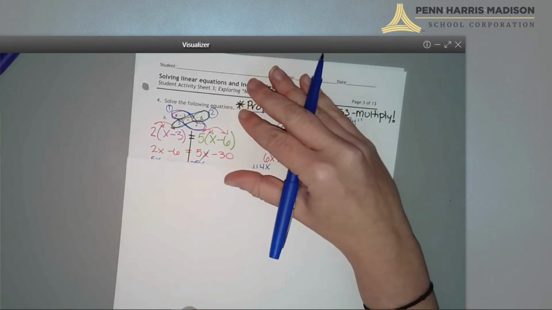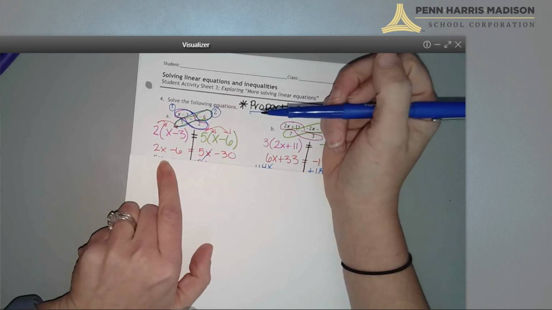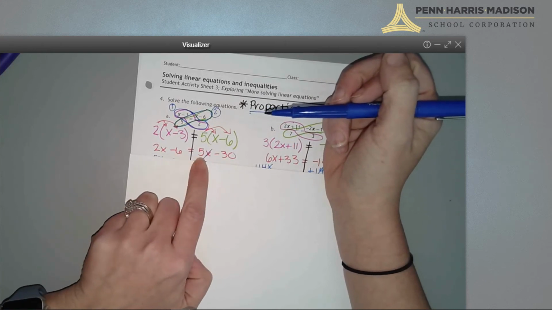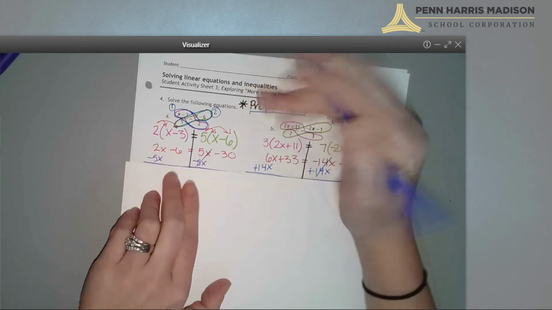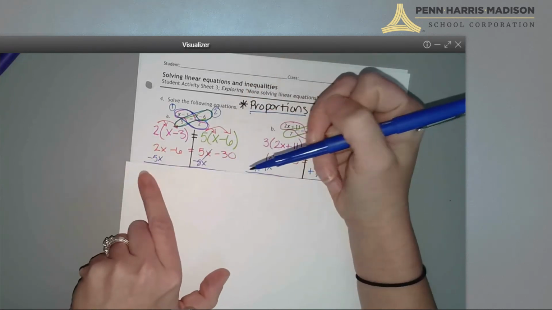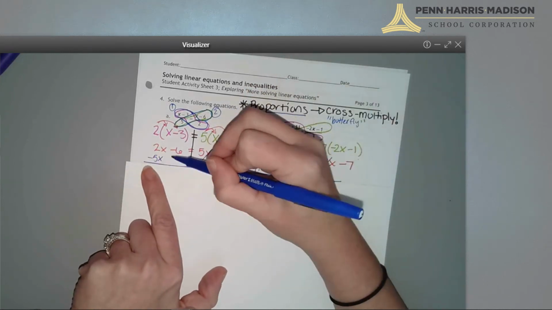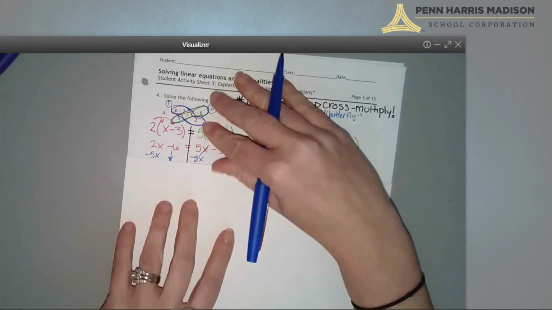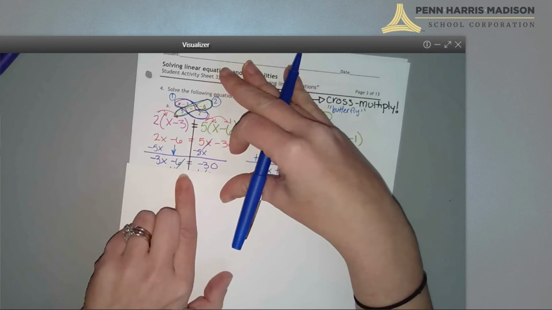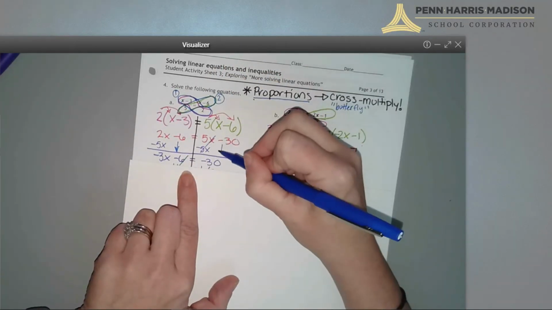When I distribute, I get 2x minus 6 equals 5x minus 30. Get your letters to the left. So I'm going to get rid of that 5x by subtracting it on both sides. Be careful here. 2 minus 5 is negative 3. And I'm going to bring down that minus 6. Over here, bring down the minus 30.